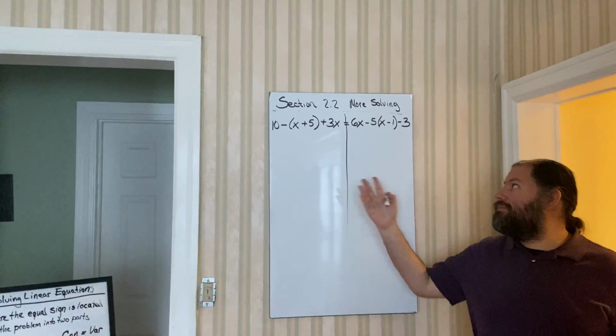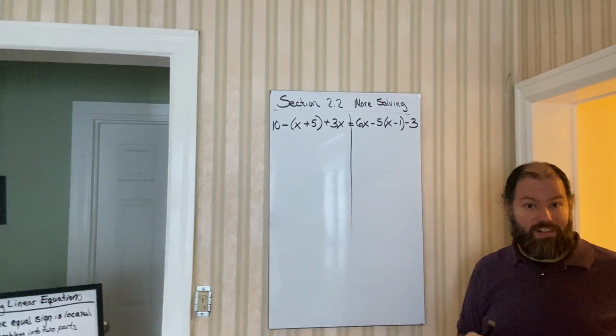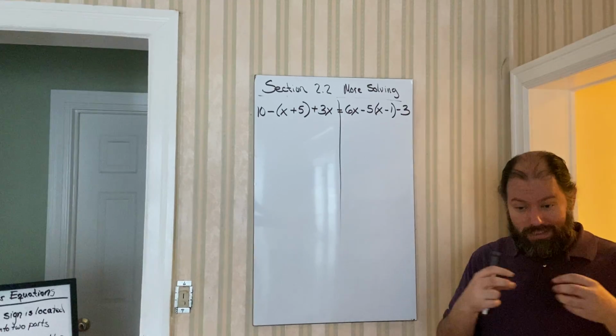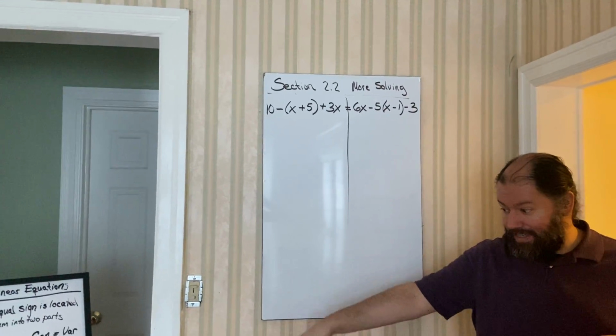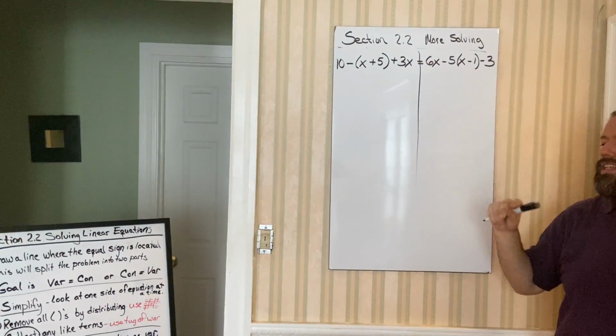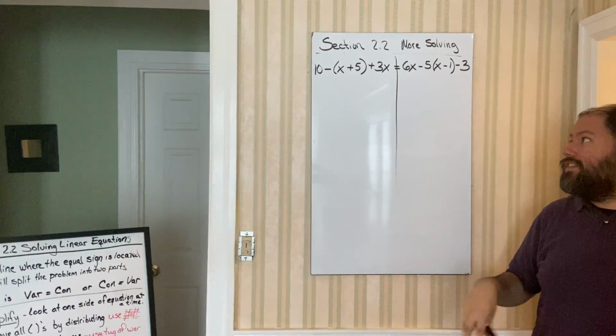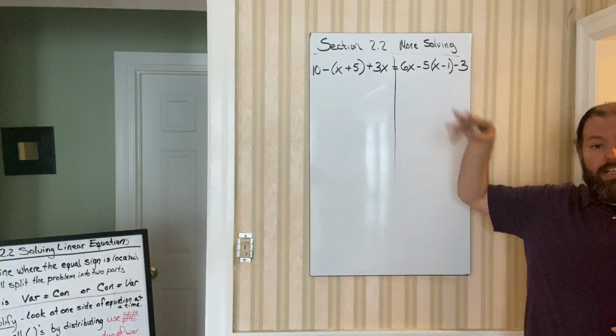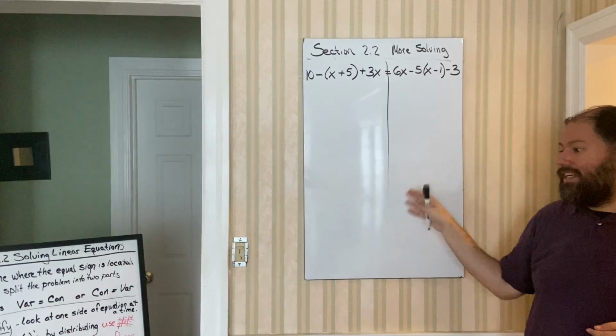So notice this problem is much longer than the first two. And I'm just going to show you that you can use the same steps for the itty bitty problems and even these long problems. You just have to take it slow. So the first step is I always find the equal sign and draw a line so I have a left and a right hand side.